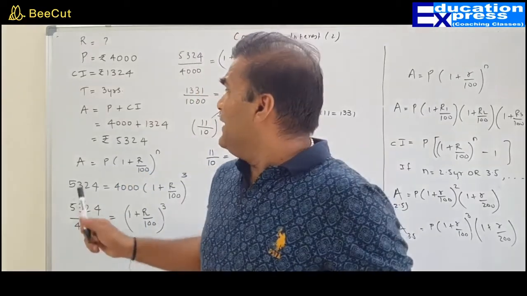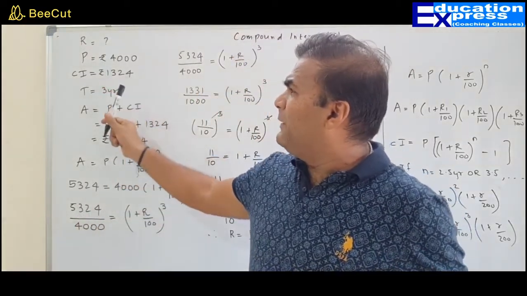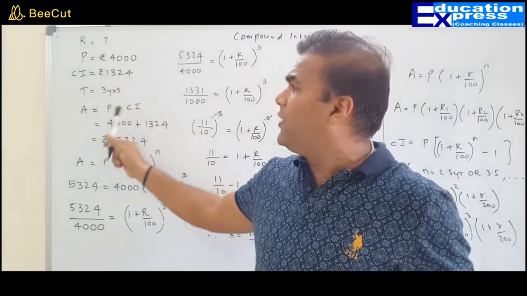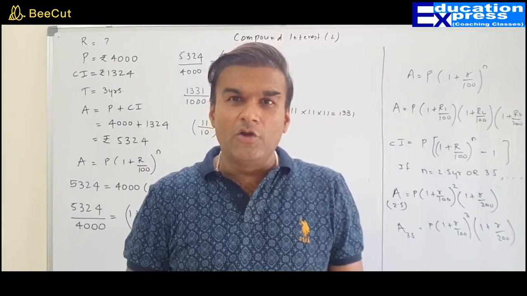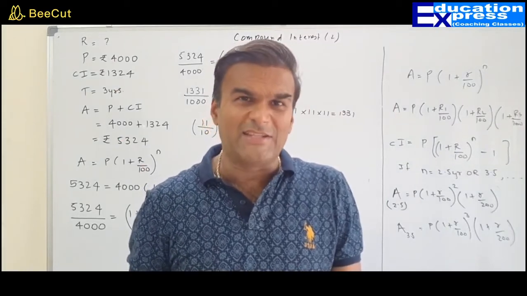The only thing given to us is principal plus interest. So once we add that, you immediately get an amount, and you can follow the same formula to get your answer. Let's move on to the next question.